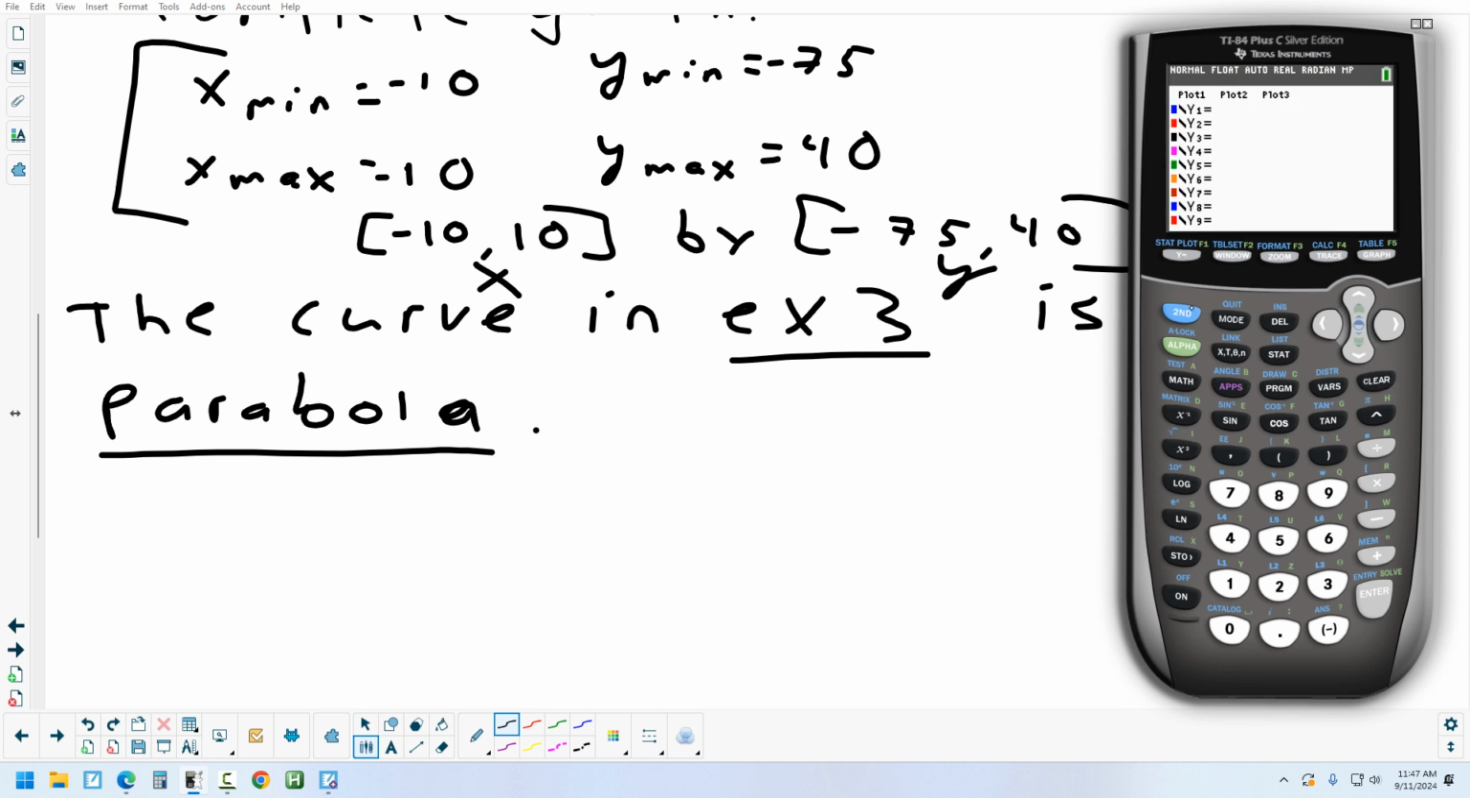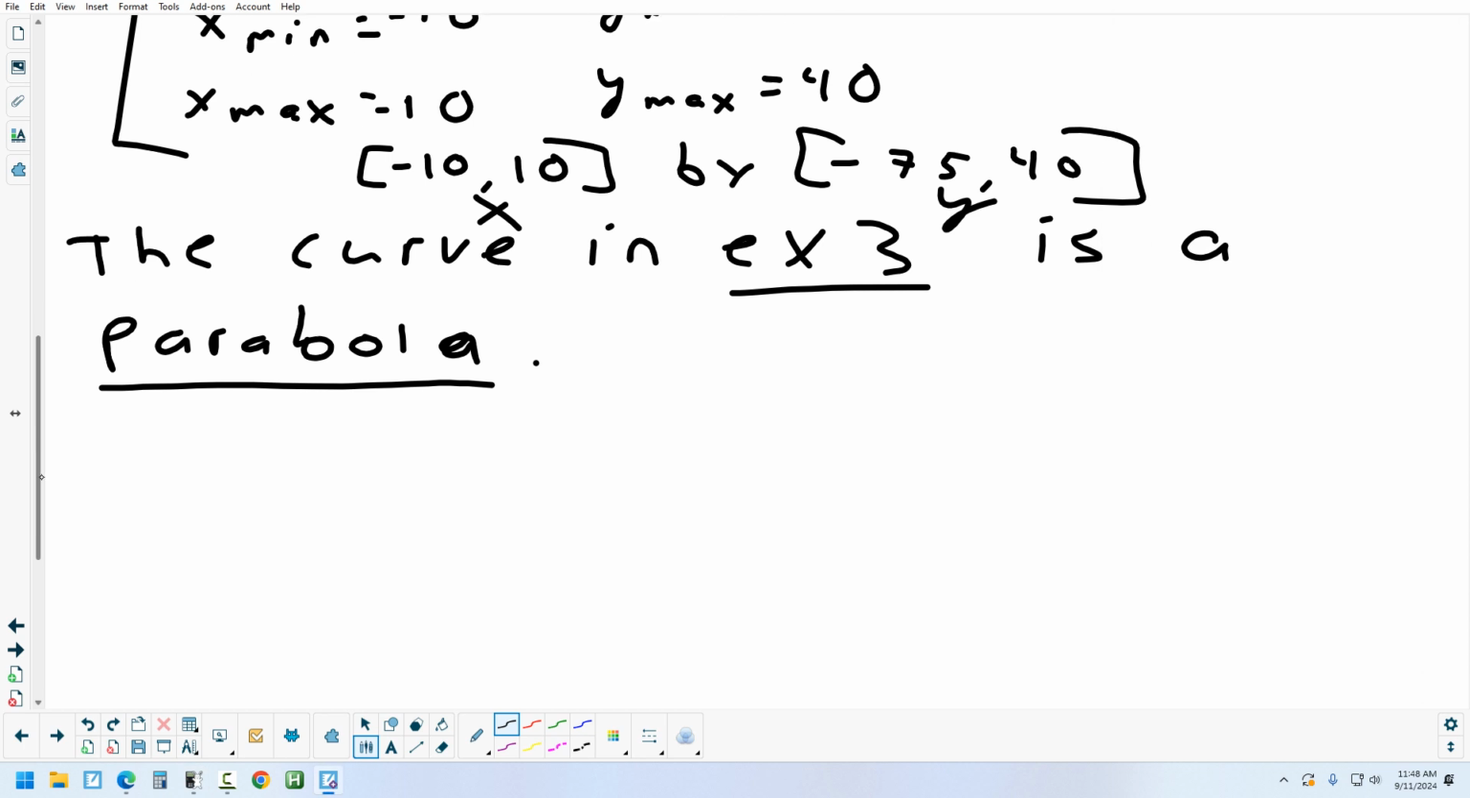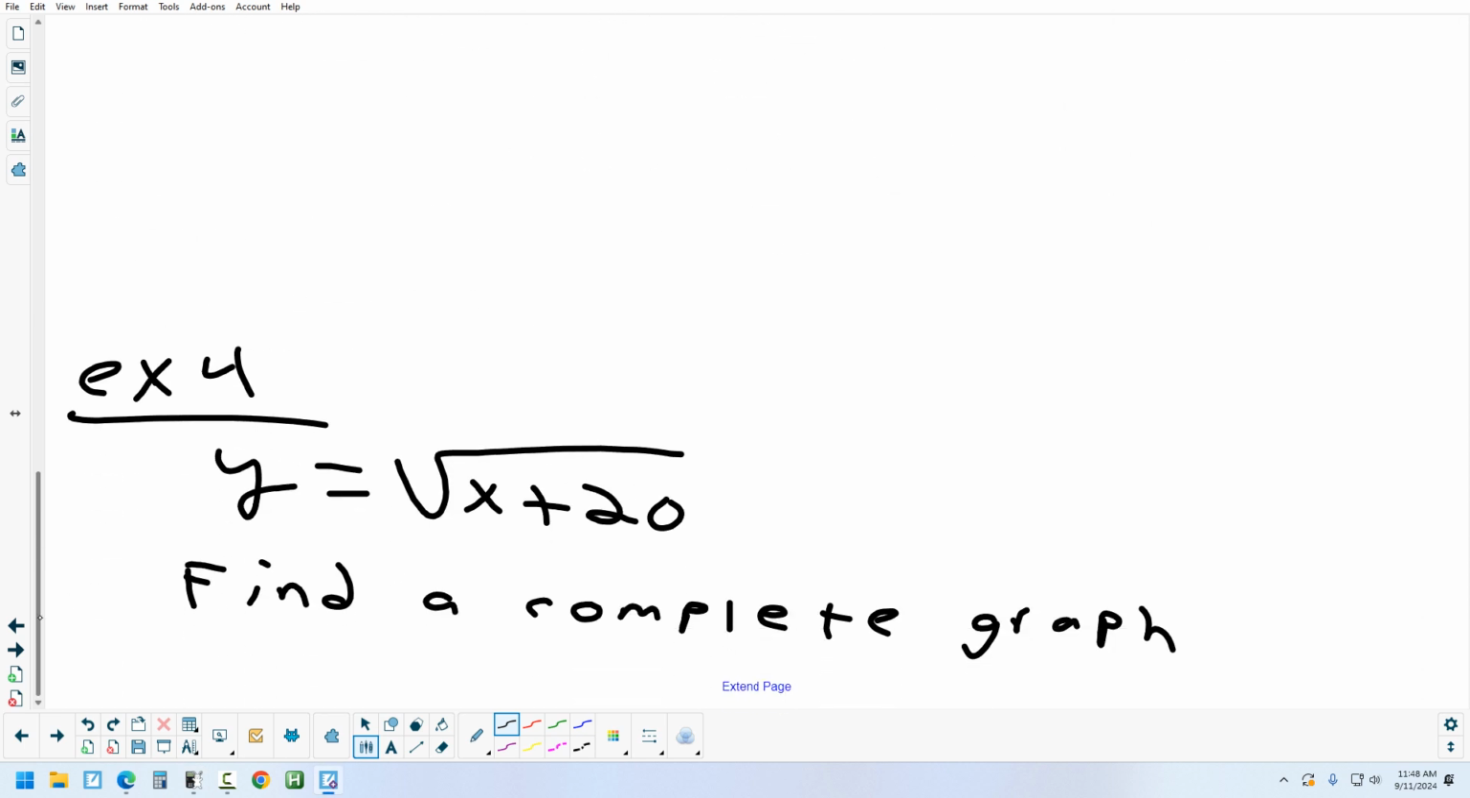Let's just type in square root of x plus 20. If you're not sure where square root is, you press the second button, and then it's the fifth one down on the left. Now, square roots are one you need to be a little bit careful about.